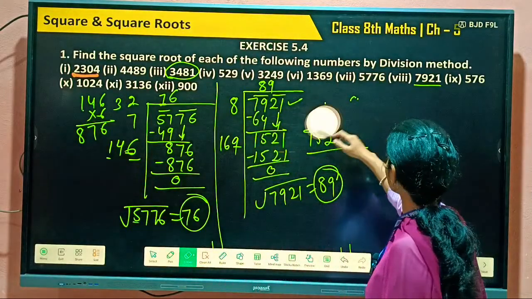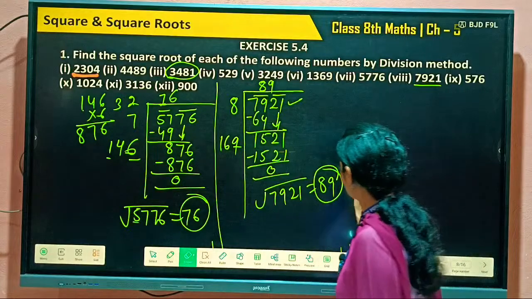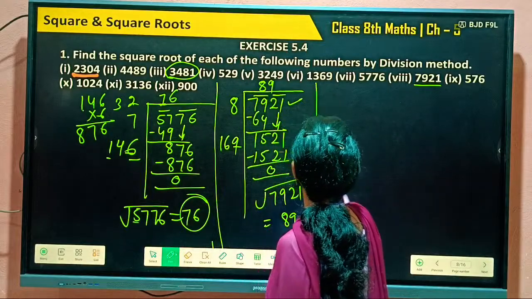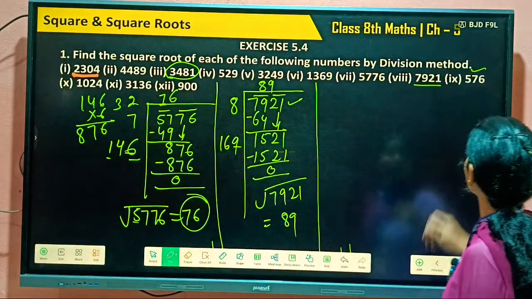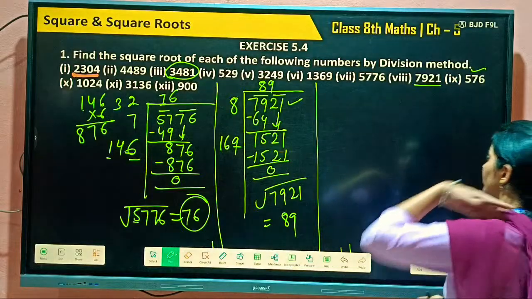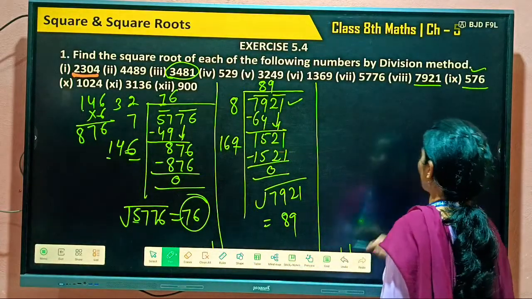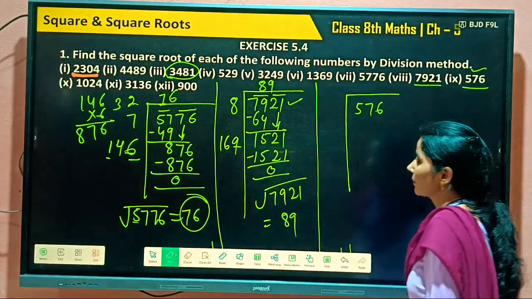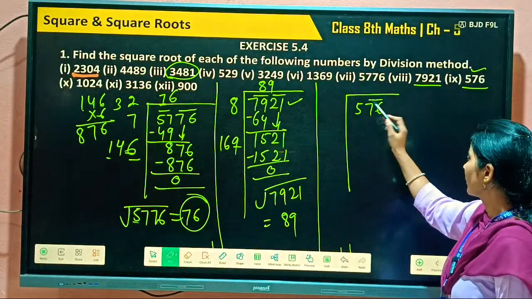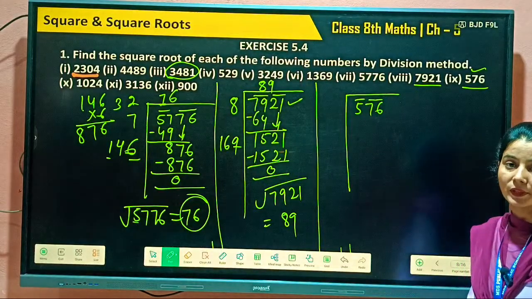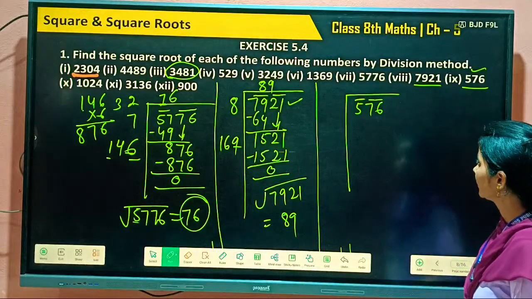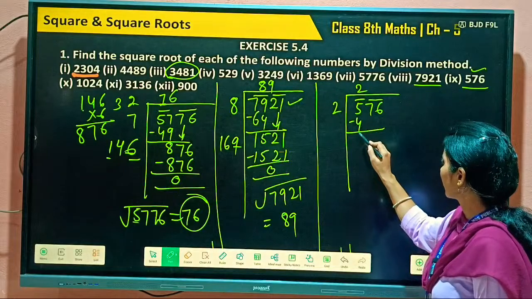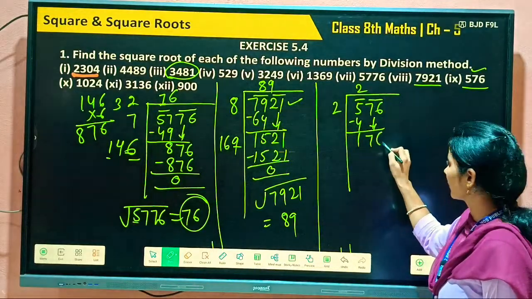What is the next part? Next part is the 9th part, 576. Start pairing from the right side. 76 is one pair, and this 5 is one digit left unpaired. So you will keep a bar on the single digit. 2 2s are 4. You will write that there. Its remainder is 1, carry down the next pair, 76.